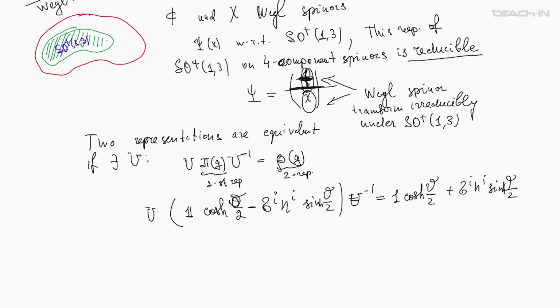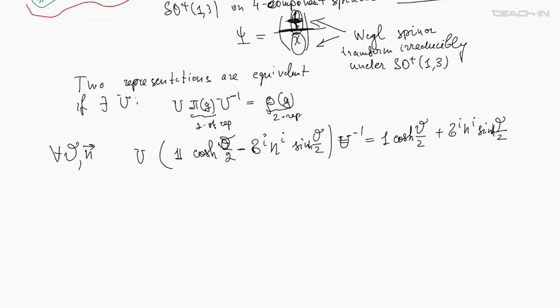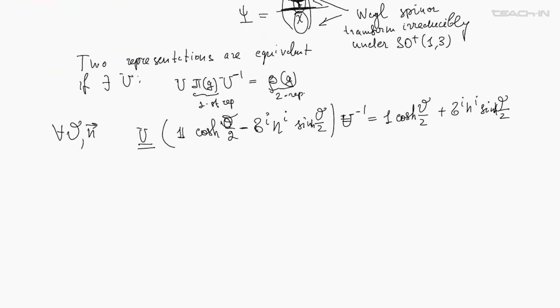So the question is, if such a matrix exists which does this for any theta and any n, there should exist one matrix U which changes the sign in between the two terms. If such a matrix does exist, then these representations of the Lorentz group acting on phi and chi would be equivalent.